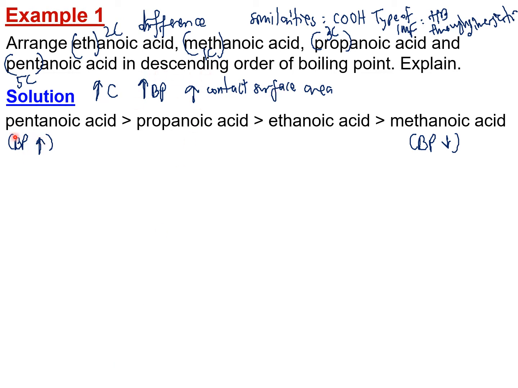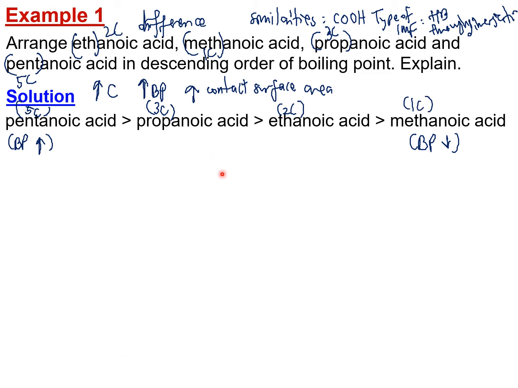So that's why it's going to be pentanoic acid yang pertama. Okay, sebab pentanoic acid dia ada 5 carbon. As what I told you, lagi banyak carbon, lagi tinggi boiling point kan? So pentanoic acid ada 5 carbon, so dia lagi tinggi boiling point. Nak susun descending order, daripada besar ke kecil tau. So pentanoic acid dulu, lepas tu baru propanoic acid, and then ethanoic acid. Propanoic sebab ada 3 carbon. Lepas tu ethanoic acid ada 2 carbon. Lastly is methanoic acid because ada 1 saja carbon.